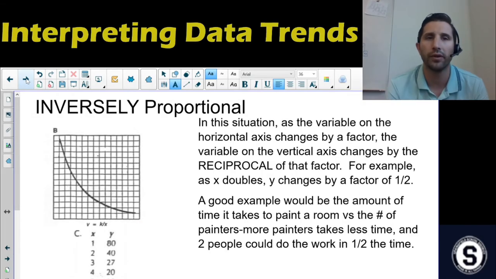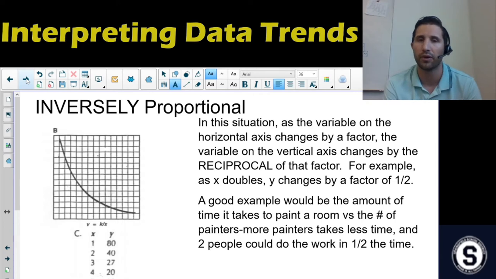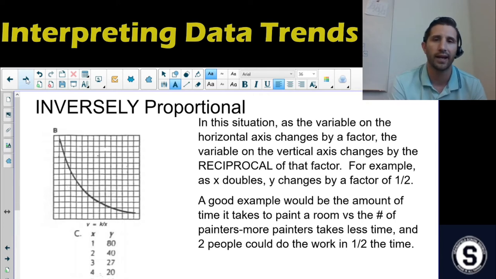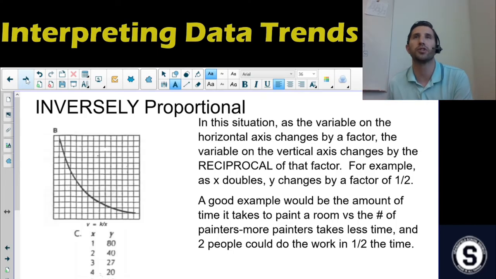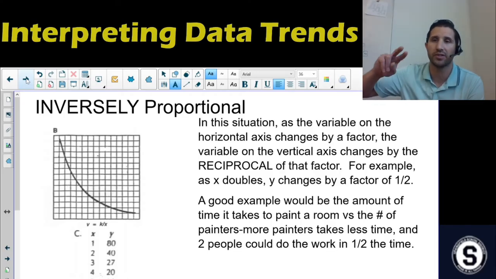The next important type of relationship we see in physics is called inversely proportional. In this situation, as the variable on the horizontal axis changes by a factor, the variable on the vertical axis changes by the reciprocal of that factor. So as one changes, the other changes by the reciprocal of that factor. For example, as x doubles, y changes by a factor of its reciprocal, which would be 1/2. If I multiply x by 4, then y would change by 1/4. Whatever happens to x, we flip it, and that's what happens to y.